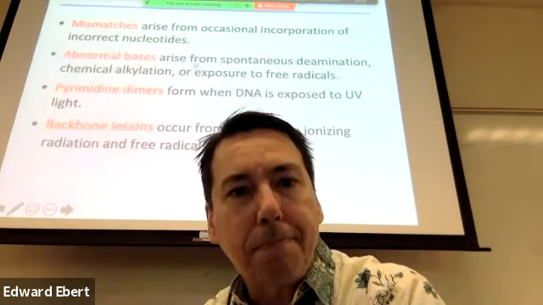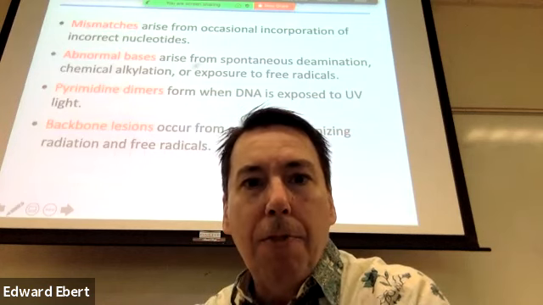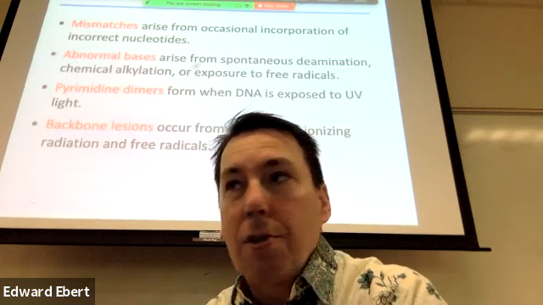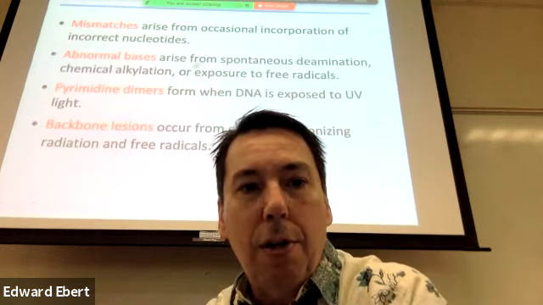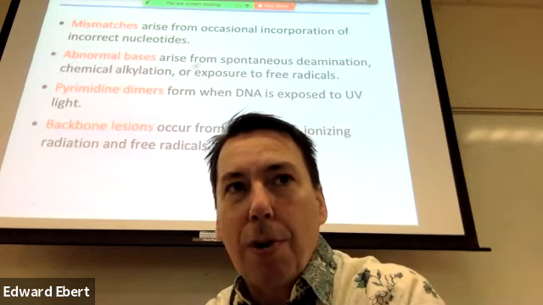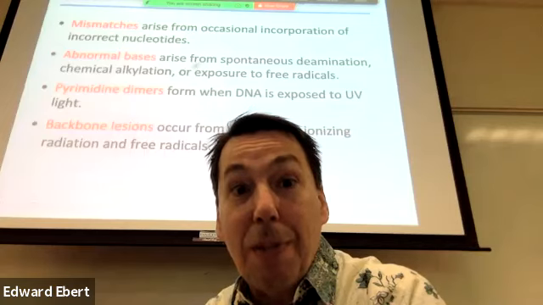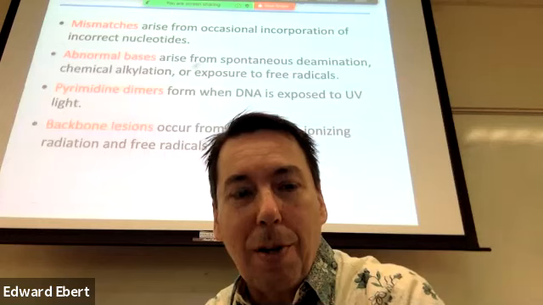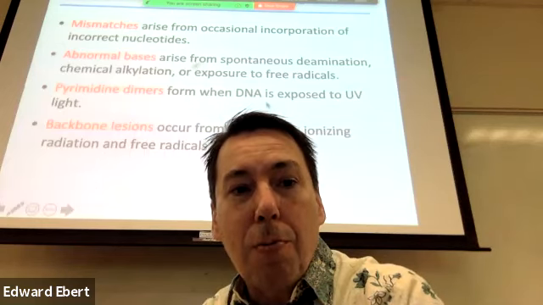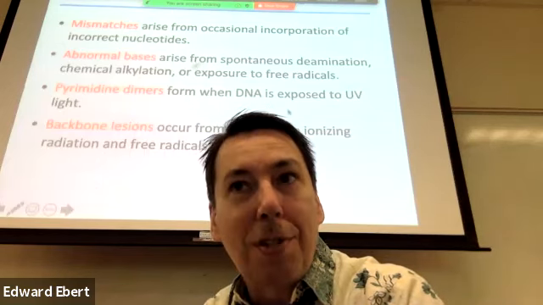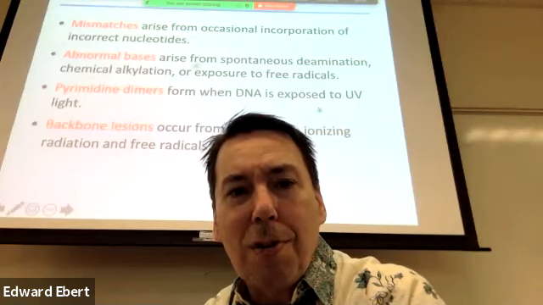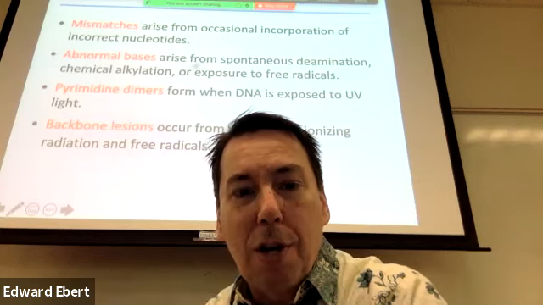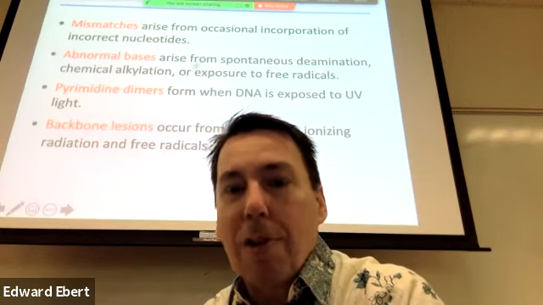All right. If we look at types of DNA damage, you can have mismatches, so you can put the wrong nucleotide in there. You can have abnormal bases where instead of A, T, C, or G, you get something else in there, maybe a methylated or adenylated compound. You can get pyrimidine dimers, which are a little more serious. This is from UV light. And then you can get backbone lesions from ionizing radiation and various free radicals in there.